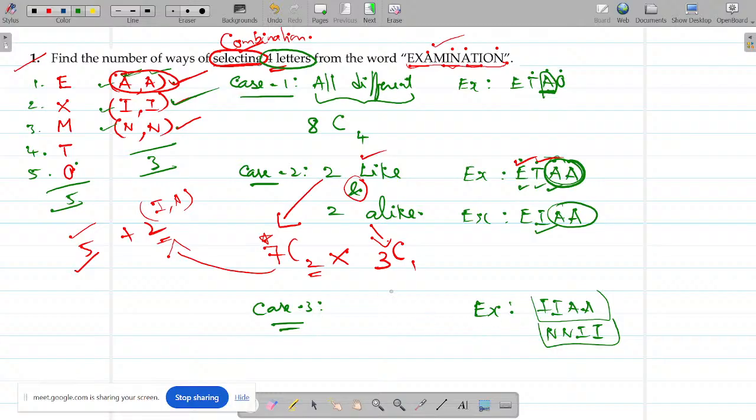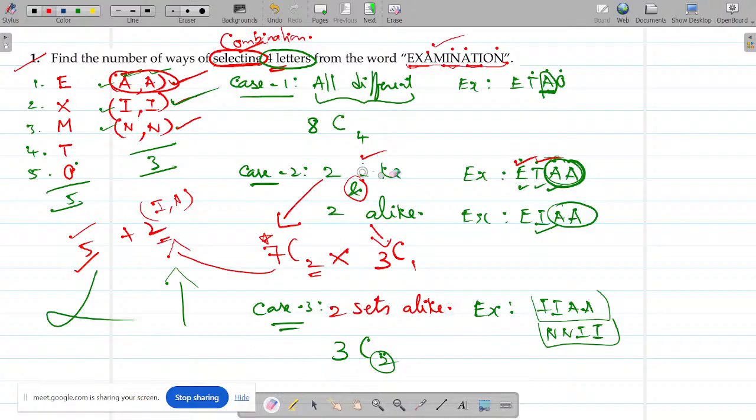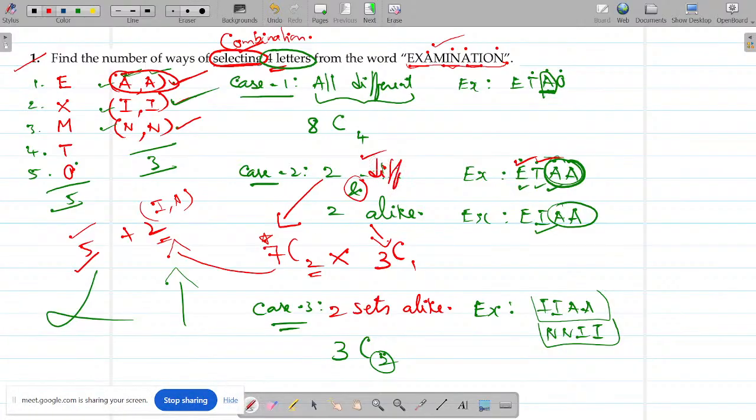So what happens here? I will not consider this 5 different alphabets at all. Instead, among these 3, I'll consider any 2. So this is 3C2. If I consider 2, what happens? It comes in pairs. So it will become 4. So this is 2 sets alike. Probably I can have 2 different and 2 alike.